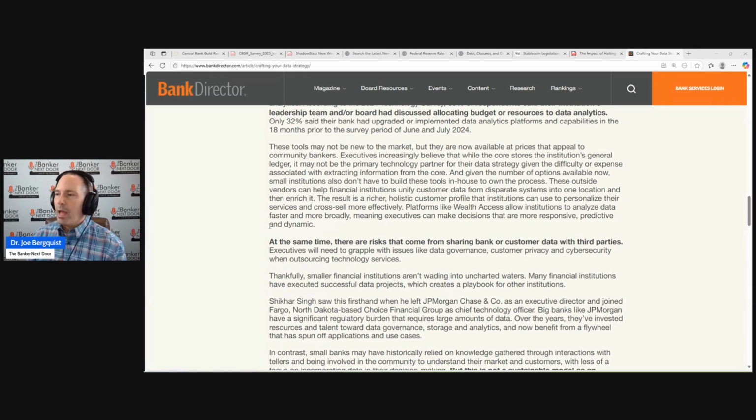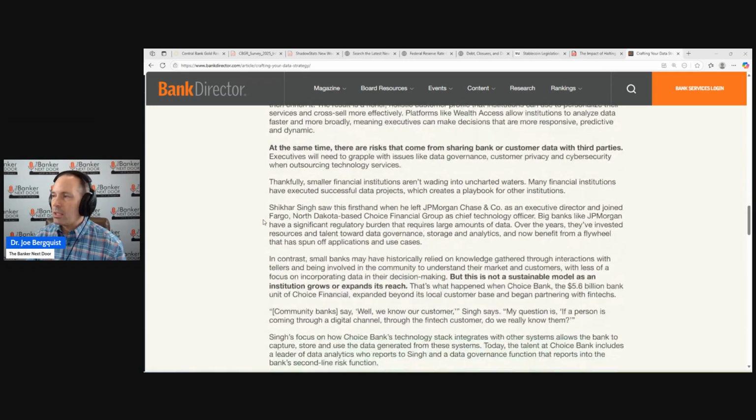At the same time, there are risks that come from sharing bank or customer data with third parties. Executives will need to grapple with issues like data governance, customer privacy, and cybersecurity when outsourcing technology services. Thankfully, smaller financial institutions aren't wading into uncharted waters. Many financial institutions have executed successful data projects, which creates a playbook for other institutions.